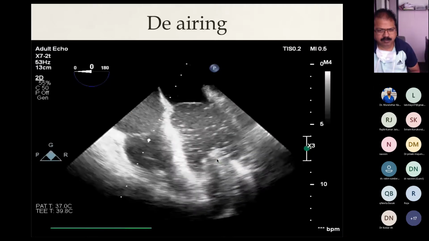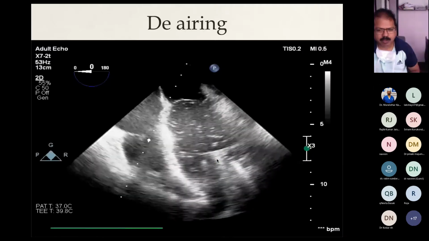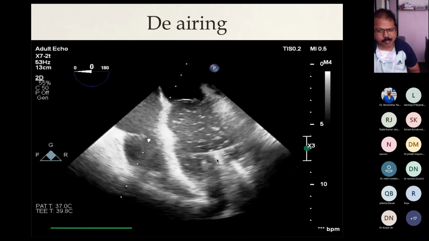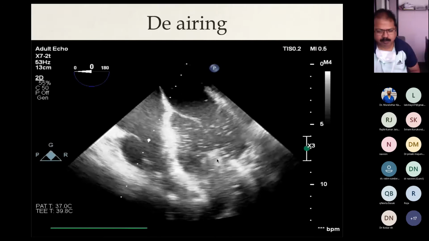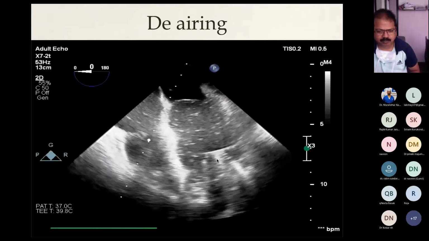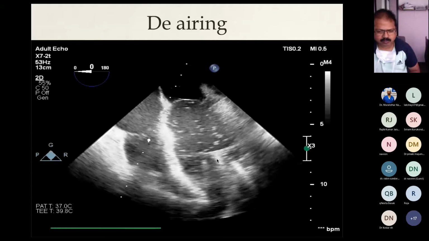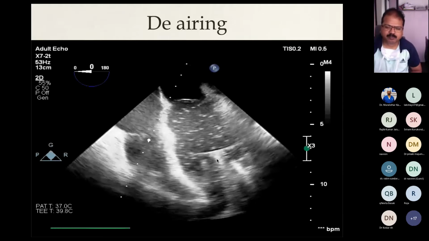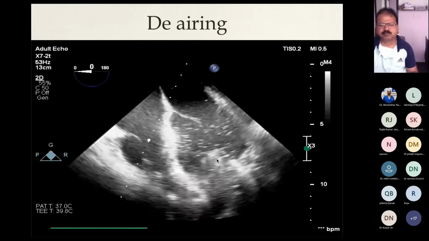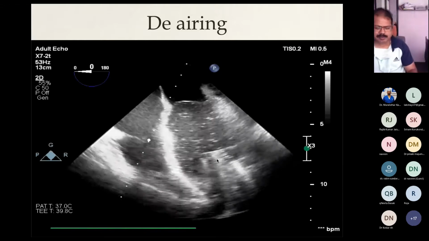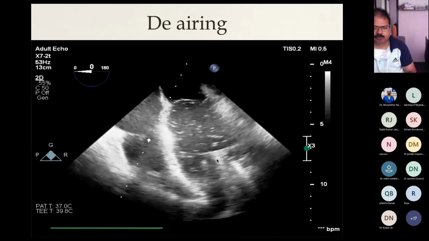So the first thing is the de-airing. De-airing is a crucial part for LVAD because we are always concerned about the RV function. If there is not adequate de-airing, the air in the RCA can cause acute severe dysfunction of the RV. So you should guide the surgeons by echocardiography for adequate de-airing.